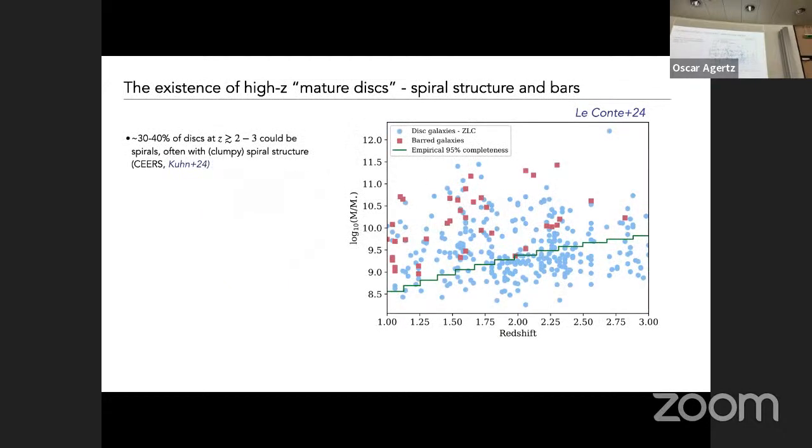I shouldn't be, but it turns out that if you go back to James Webb data, 30–40% of disks at redshift greater than 2 or 3 can actually feature spiral structure. Clumpy maybe, but spiral structure. But we used to think this was 0%, right? Now it's quite a high percentage, right? Here we have the data set.